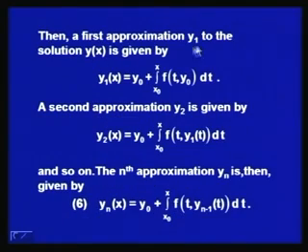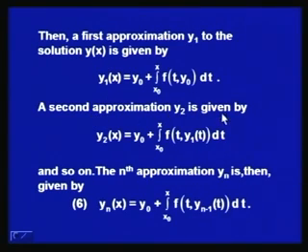Then a first approximation y1 to the solution y(x) is given by y1(x) equal to y naught plus integral x naught to x f(t, y naught) dt. So, the unknown function y(t) in the equation 5 on the right hand side in the integrand is replaced by the known value of y, that is y naught, and we determine the first approximation y1(x) to the solution y(x) of the initial value problem.